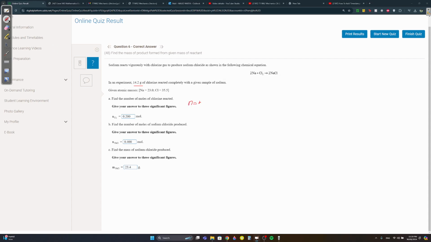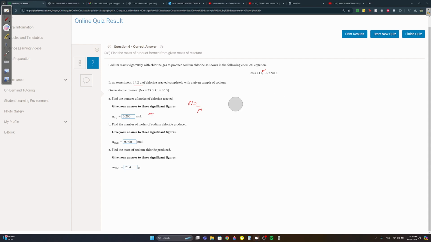You know, n equals m over M. So the mass of chlorine, which is 14.2, over the molar mass of chlorine. Remember, it's Cl2, it's diatomic. So 35.5 times 2 is 71. That's the molar mass of chlorine. You're going to get 0.2, to 3 significant figures, 0.200.